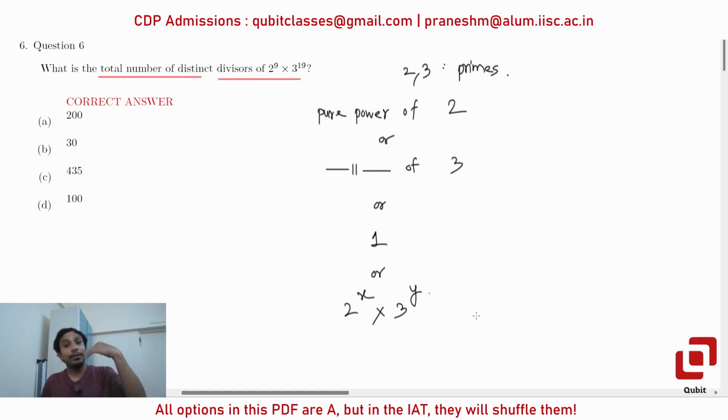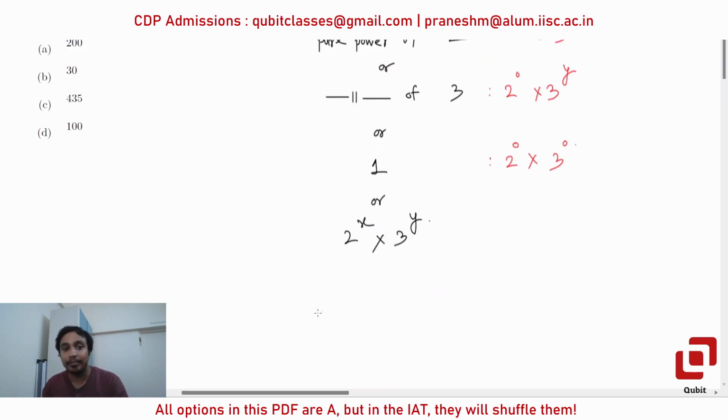Got it? Which means, when it comes to a pure power of 2, I know that the power of 3 will be 0. When it comes to a pure power of 3, I know it will be something like this. And when it is 1, I know it is 2 raised to 0 into 3 raised to 0. Which means, if I want to count the total number of distinct divisors, I can convert it to a counting problem. How can I convert it into a counting problem?